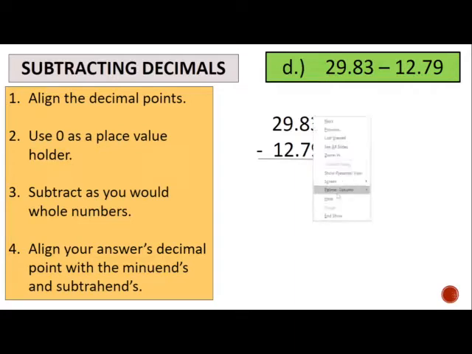If that is the case, hindi ka naman syempre makakapagbawas ng 9 sa 3. 3 will be needing a help from the next digit, which is 8. We'll borrow 1 from 8. Mahihiram tayo ng isa kay 8 na nasa tens place value.